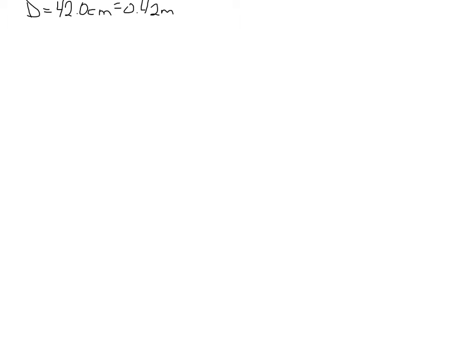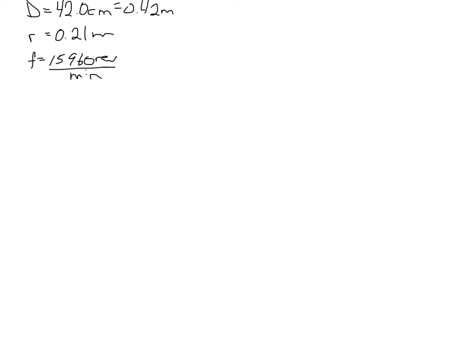In this problem, it asks about the compressor blades in a jet engine, and we know we have a diameter of 42 centimeters. So first we have to convert that into meters, and from 42 centimeters we get 0.42 meters, and we know that we have half of that, which is 0.21 meters as our radius.